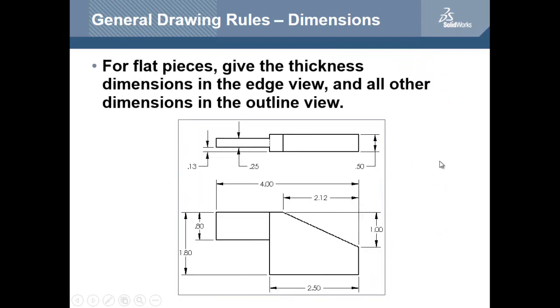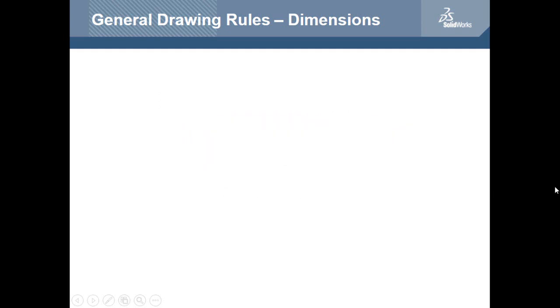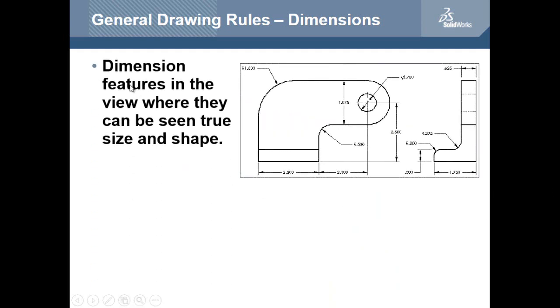For flat pieces, give the thickness dimensions in the edge view and all other dimensions in the outline view. All right, so we have all these dimensions added so that you can see the dimensions in various ways. Dimension features in the view where they can be seen true size and shape. So once again we see all of these, whether it's a radius of curvature, or the length, or the distance, or location, or diameter.